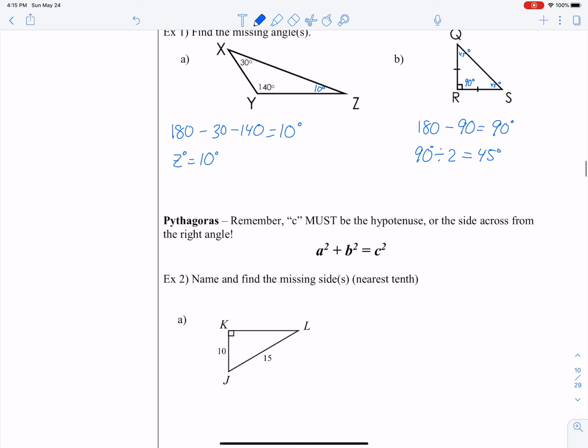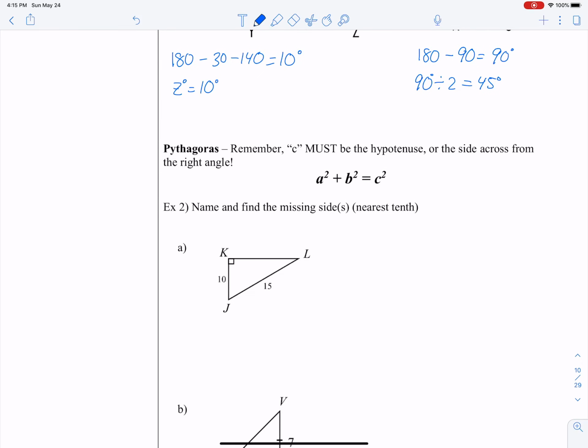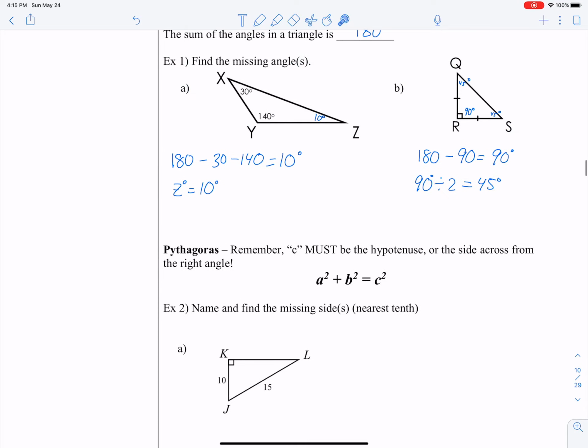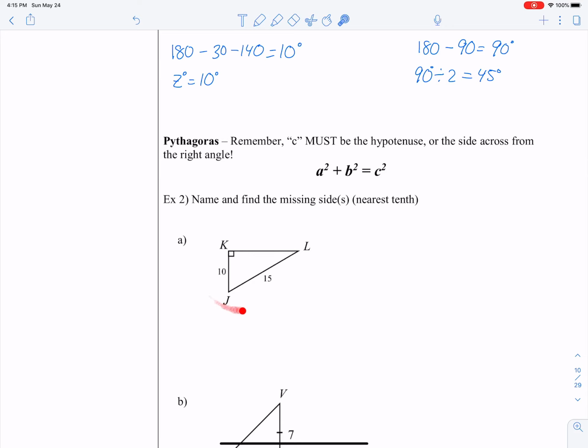The other thing that you learned in grade 9 is Pythagoras. With Pythagoras, we have a squared plus b squared is equal to c squared. That's our formula. Important to remember is that the c, the one that's by itself, must be the hypotenuse, which is the side across from the right angle. You can also only use Pythagoras when you have a right angle triangle. So this triangle, for example, doesn't have a right angle, so we could not use the Pythagorean theorem. But we could do it on this one.